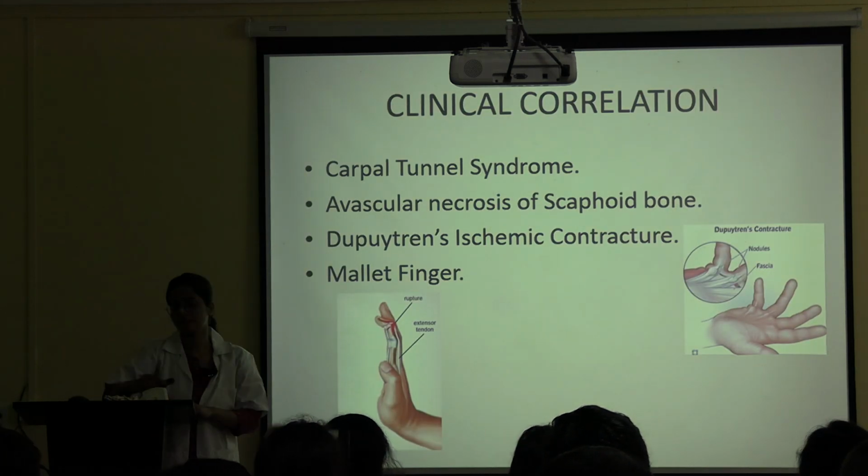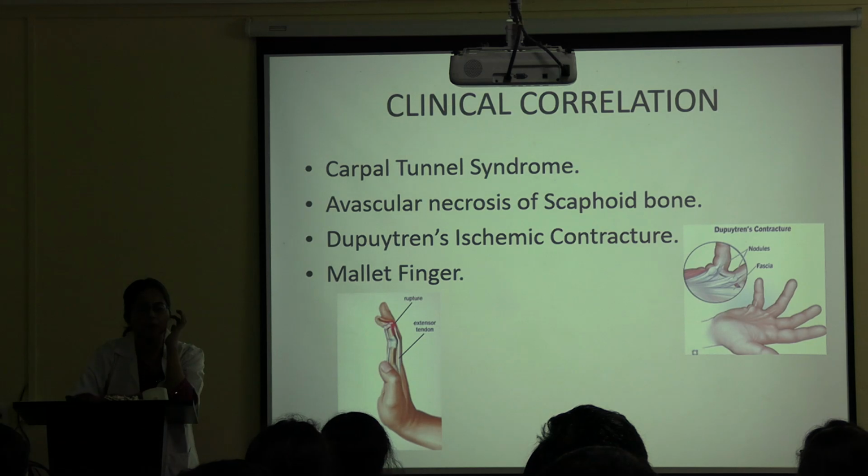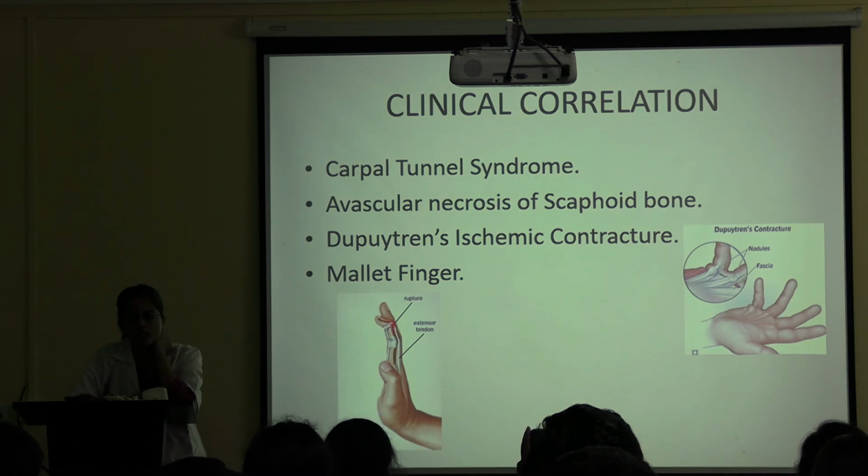Okay, understood? So, what are the carpal bones? Can you tell what are the carpal bones present in the proximal row?